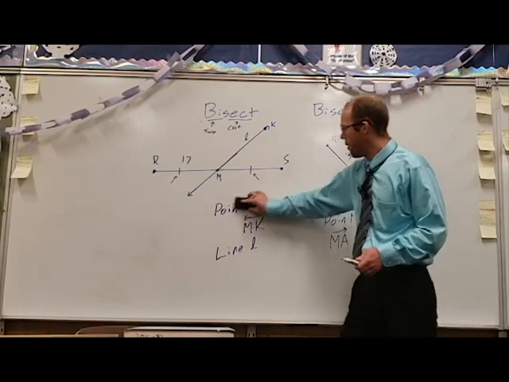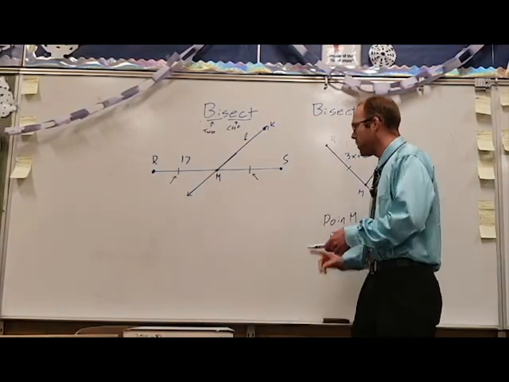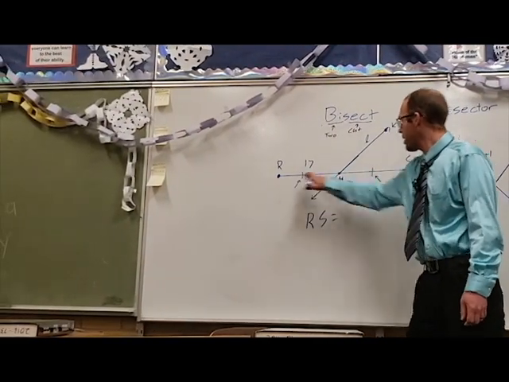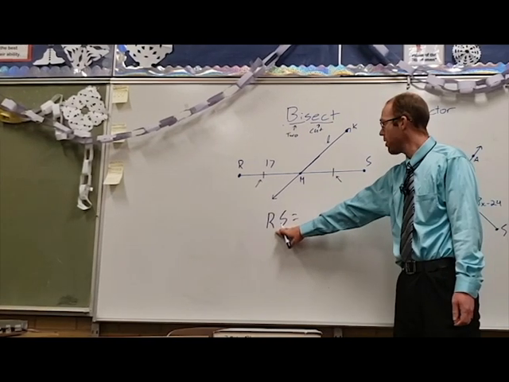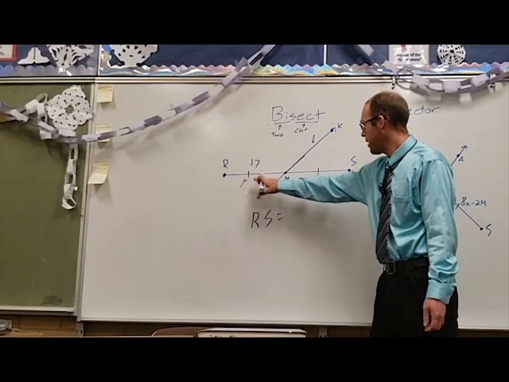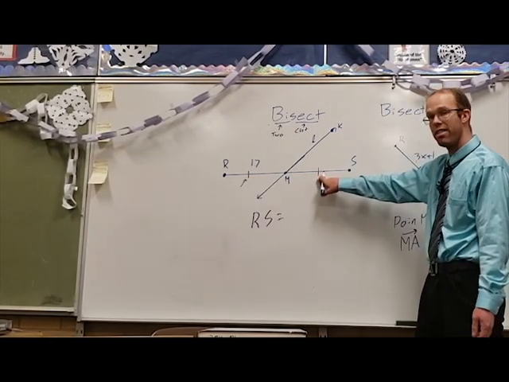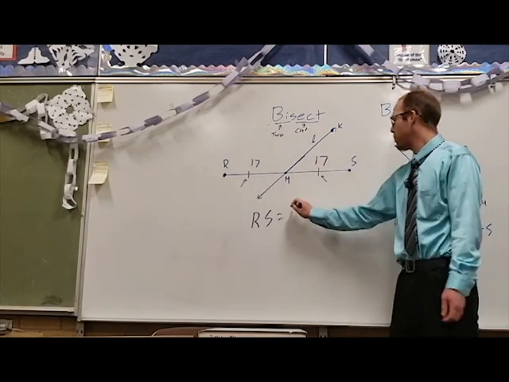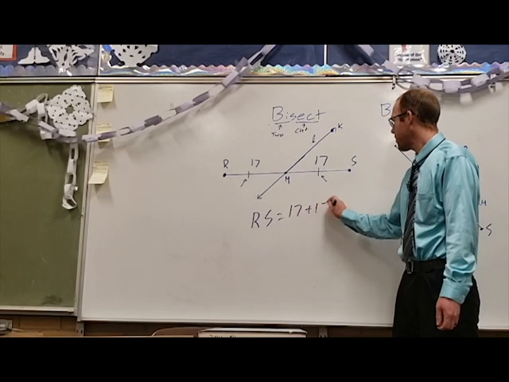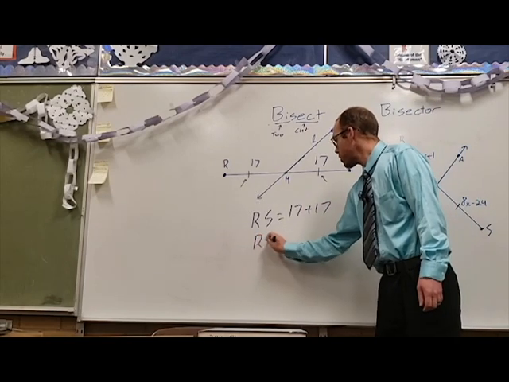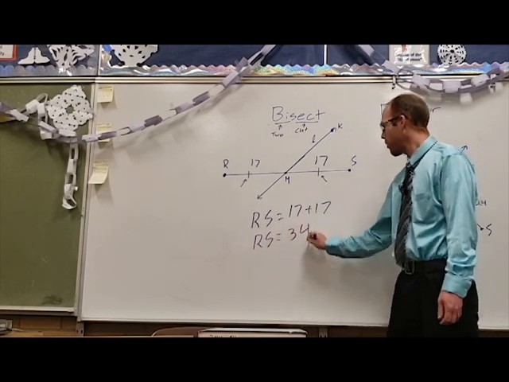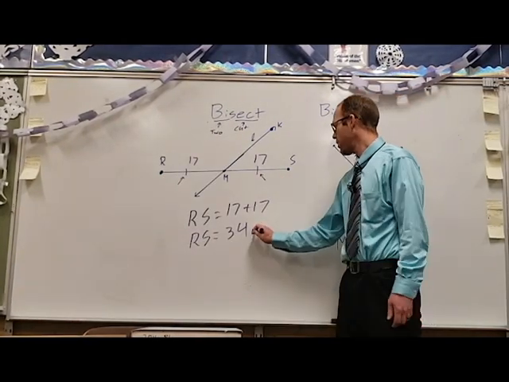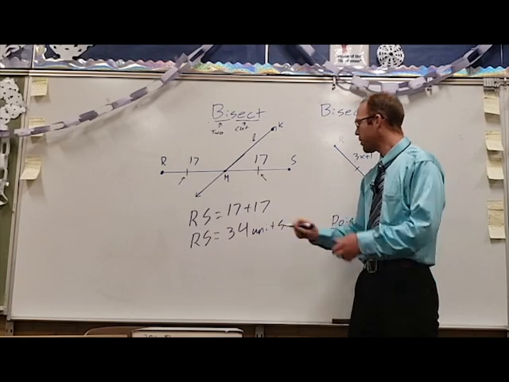I could ask you about various things. We'll go through a couple of different things. Our first one will say, what is the length of R to S? That would be RS. Now we know from here to here it's 17, and this section is exactly the same length as that one, so it is also 17. If we put those together, we get 17 plus 17, which gives us a total of 34 units from R to S, so 34 units.